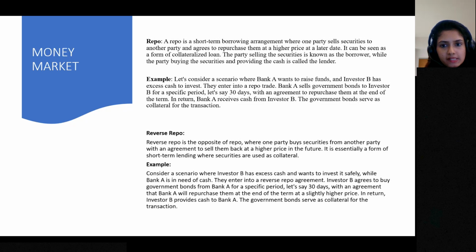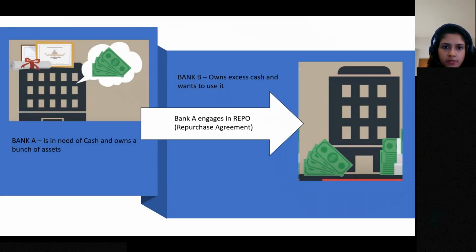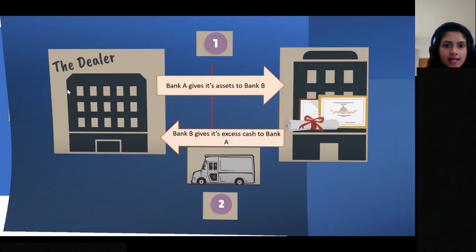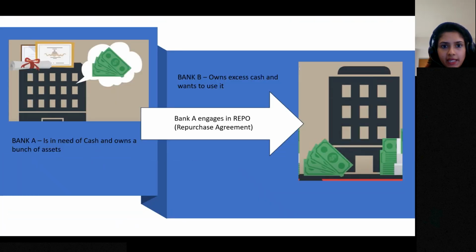Now we will see how it works in the financial world. So let's say bank A is in need of cash. You can see it's in need of cash and owns a bunch of assets. It has, let's say, some bonds or commercial papers, and that's an asset for the bank. So what does bank A do?